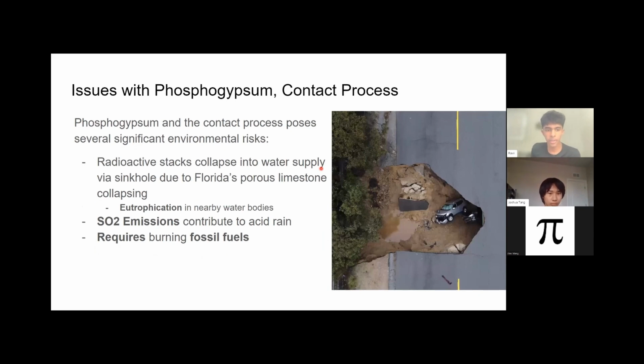Issues with phosphogypsum and the contact process include radioactive stacks of phosphogypsum collapsing into the water supply via sinkholes, due to Florida's porous limestone. The porous limestone also leads to phosphogypsum seeping into the groundwater supply and nearby water bodies, causing eutrophication.